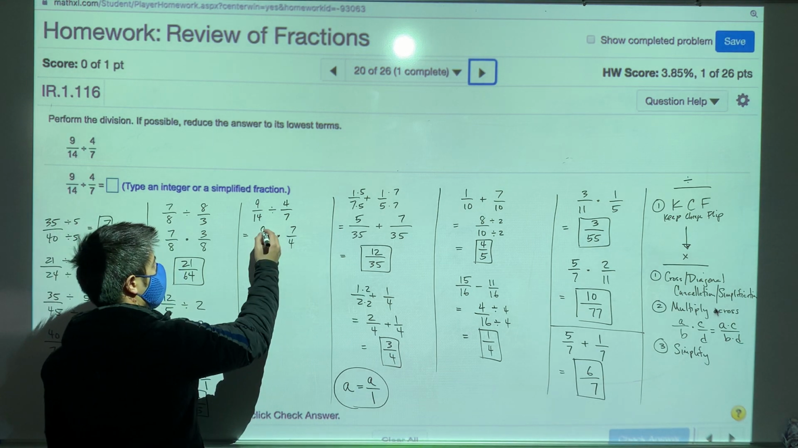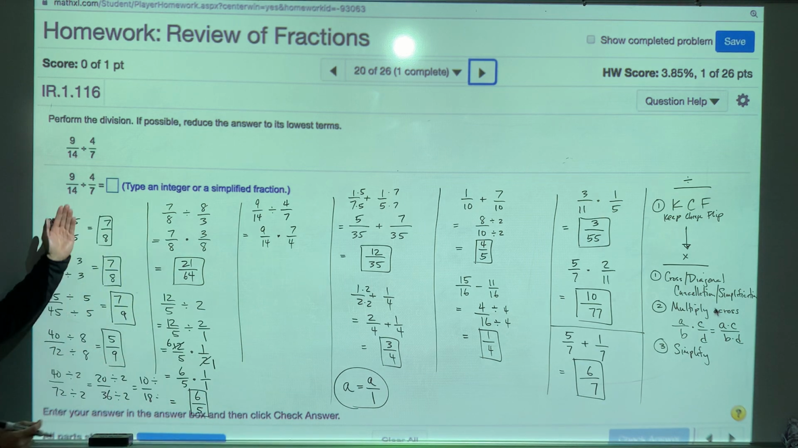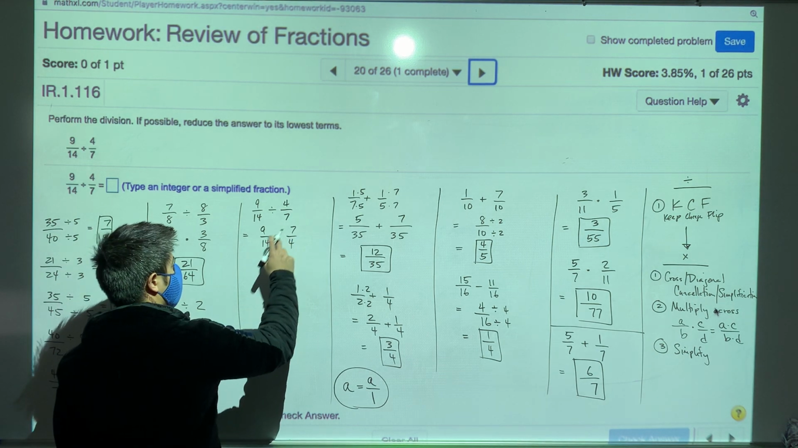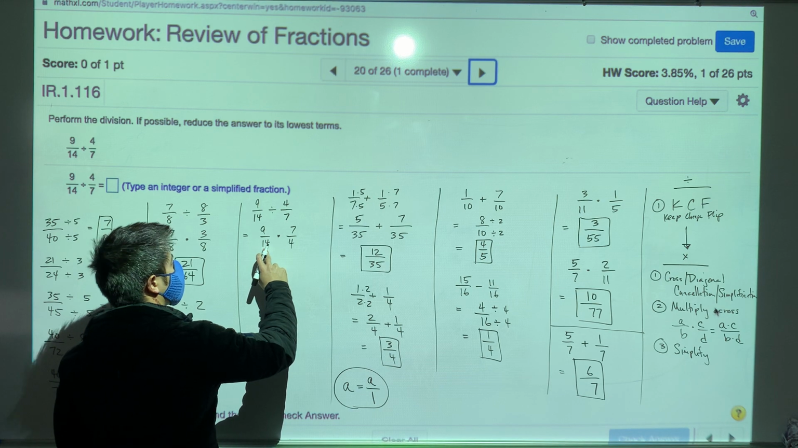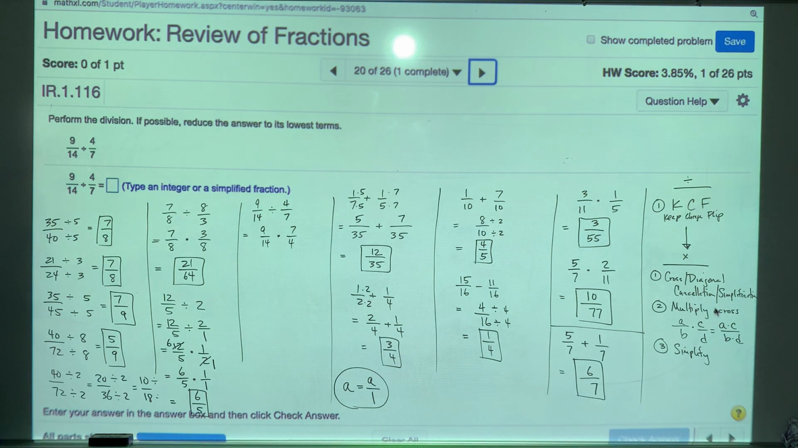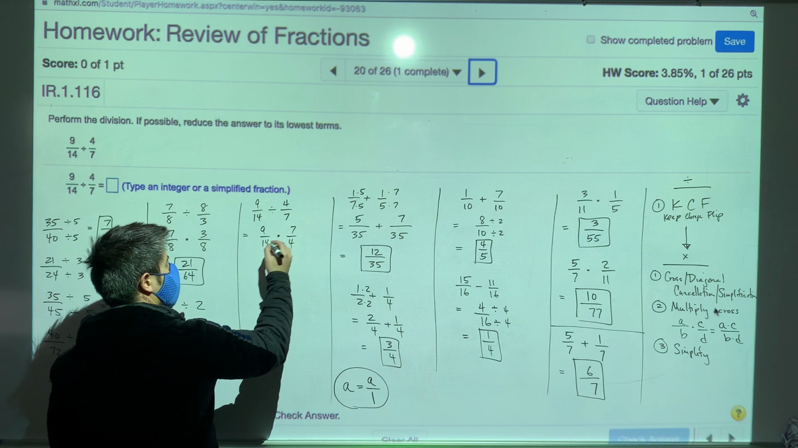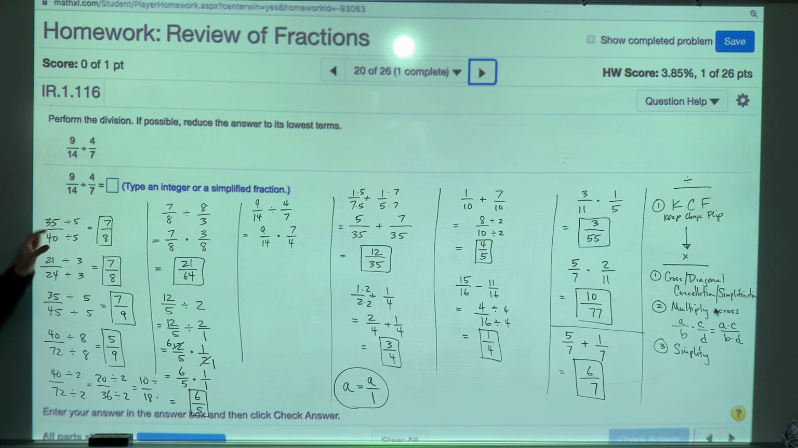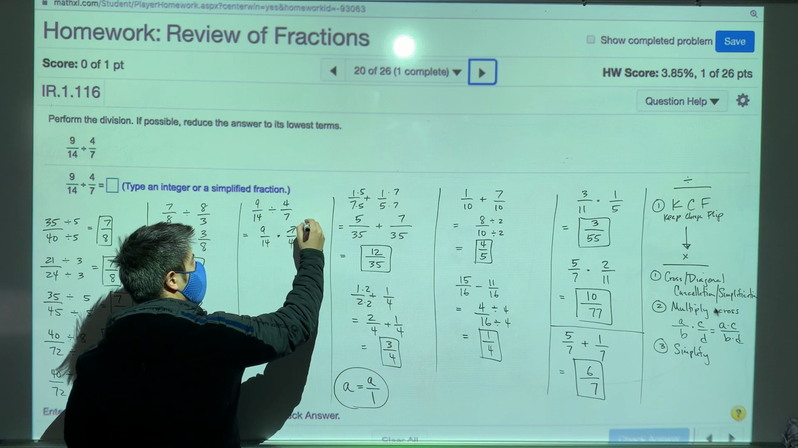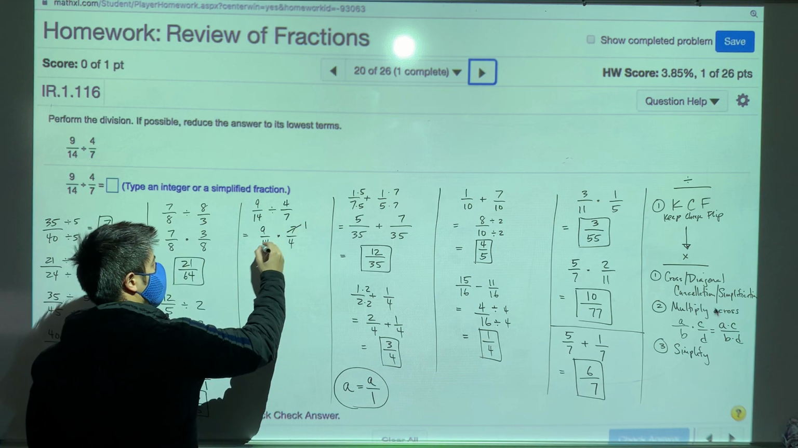Let's look at this. 9 and 4. Do we have anything between 9 and 4 that we can simplify by? No, we don't. So that has nothing. However, 7 and 14. Do those have things? Yes, they're both divisible by 7. Once again, times tables, times tables. So I know that 7 and 14 are both divisible by 7, so I'm going to divide them by 7. What's 7 divided by 7? 1. What's 14 divided by 7?